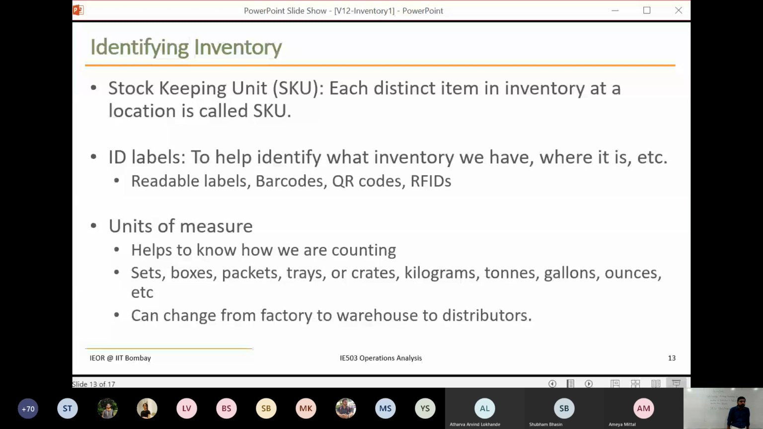Second, more important one to identify is we need to have a label to identify what inventory we have, where we have it. It can come in the form of readable labels, barcodes, QR codes, RFIDs, whatever it is. But believe me, this is one of the most common problems in the industry. People struggle to find the material. It was supposed to be there, it is not there. Sometimes you find the material, but you have no idea what is inside, because it's not like you can open it and figure it out, right? Imagine a carton which is fully closed. You have to know what is inside without breaking it open. So it becomes important to clearly mark what it is.